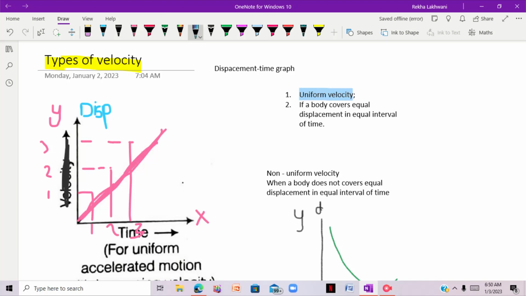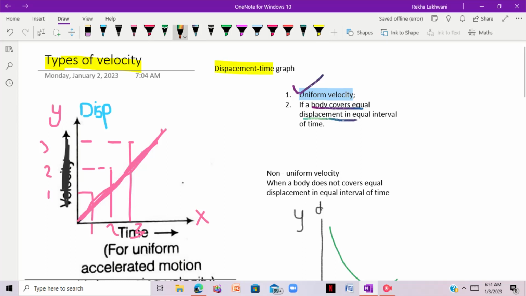Let's zoom into this so you can easily understand. The basic rule of the graph is that on the x-axis, a quantity which is independent will come, right? So on the x-axis we put time because it is independent. And on the y-axis we'll put a quantity which is dependent. Displacement is basically dependent, right? And time on the x-axis.